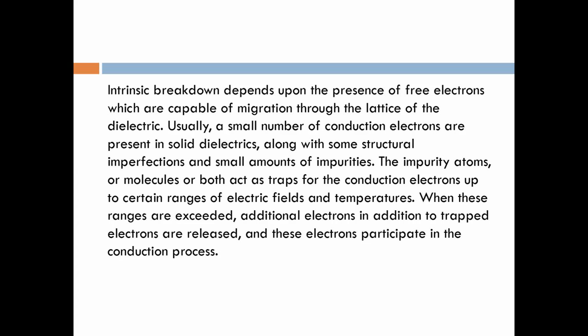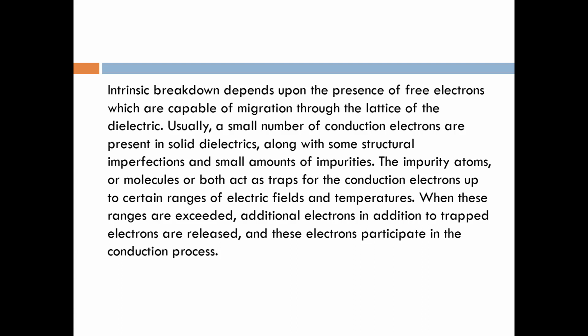I have told you that a small number of conduction electrons are present in solid dielectrics, along with some structural imperfection and a small amount of impurities. Why are the free electrons going to occur? Along with the structural imperfection, the structure is not perfect, and there is an impurity occurring in that solid dielectric. Only then is a small number of electrons going to be available in the case of a solid dielectric. Otherwise, there are no free electrons in dielectrics.